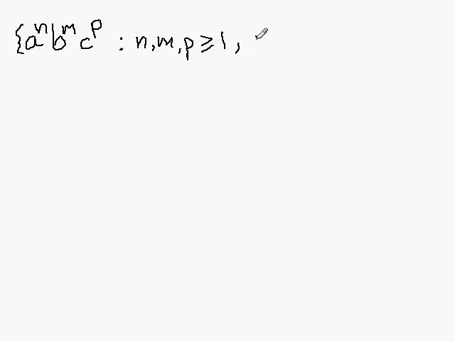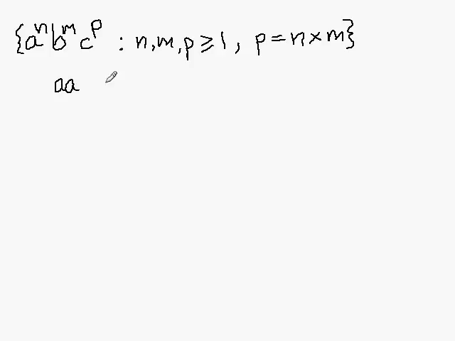Here's an interesting one. This is on the worksheet too. A to the n, b to the m, c to the p, where all of those things are greater than or equal to 1. So you have to have 1 of each kind of letter at least. And the number of c's is equal to the number of a's times the number of b's. So what do good strings look like?